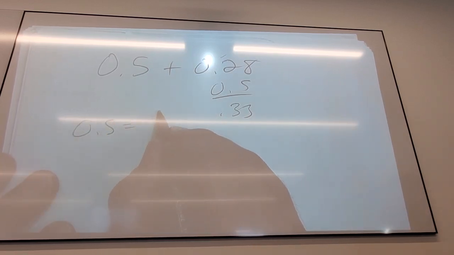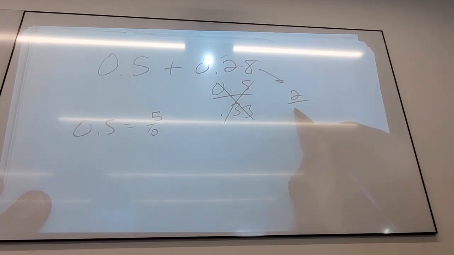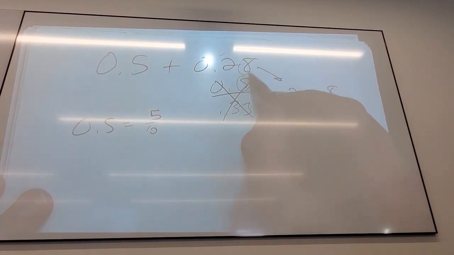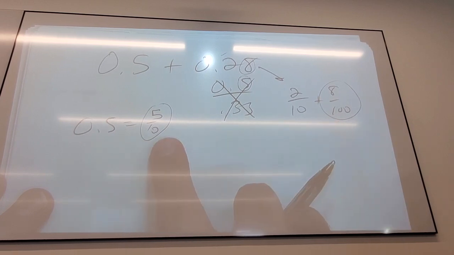0.5 is what as a fraction? It'd be 1 over 2. Well, directly it would be 5/10. It is a half, you're right, because it reduces, but 5/10 because of where it is. 0.28 is 2/10 plus 8/100. So of course I can't add the 5 and the 8 because they are not like terms. Right?